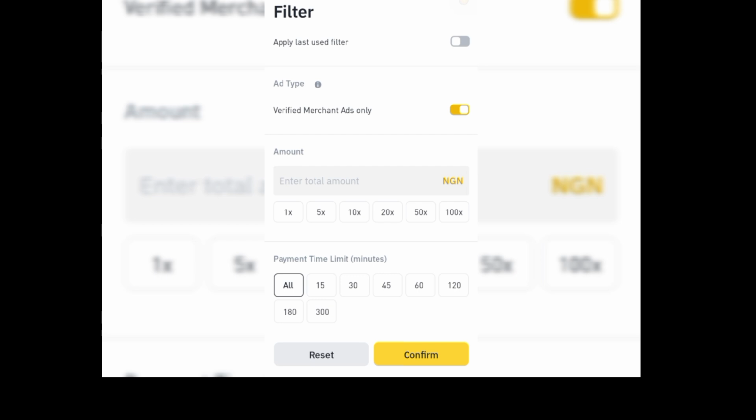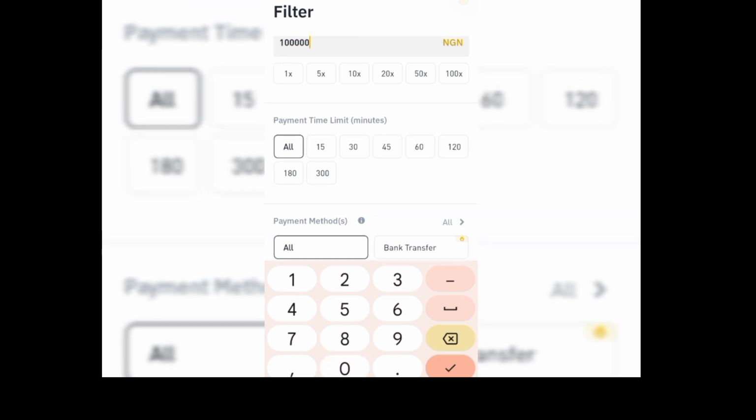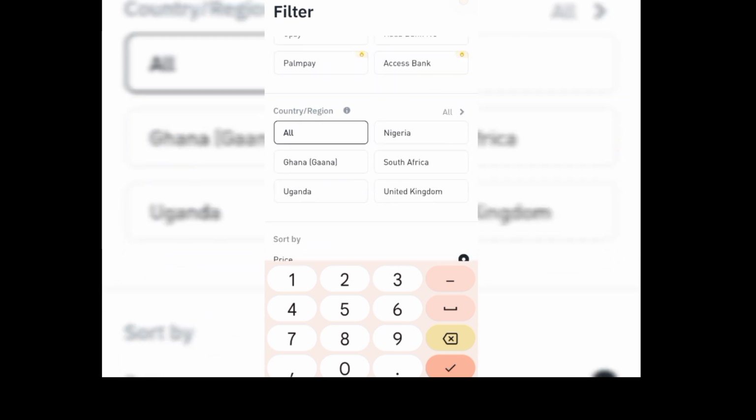So I just click on filter to filter out the price I want to sell my crypto at, the merchant option. I don't want to buy from a merchant this time around, but if I want to buy from a merchant, I can just click it and it is going to show yellow. But I want to buy from that person that is not a merchant. So we have people that are not merchants and they're on Binance. The crypto that I want to sell is within 100,000 naira, so I should enter 100,000 naira and above.